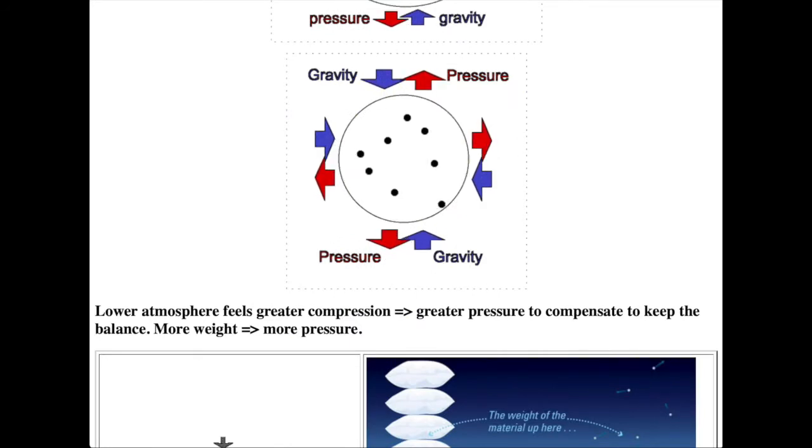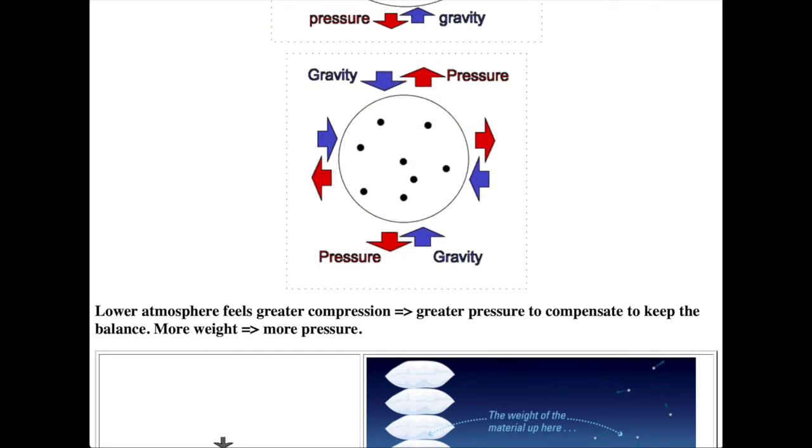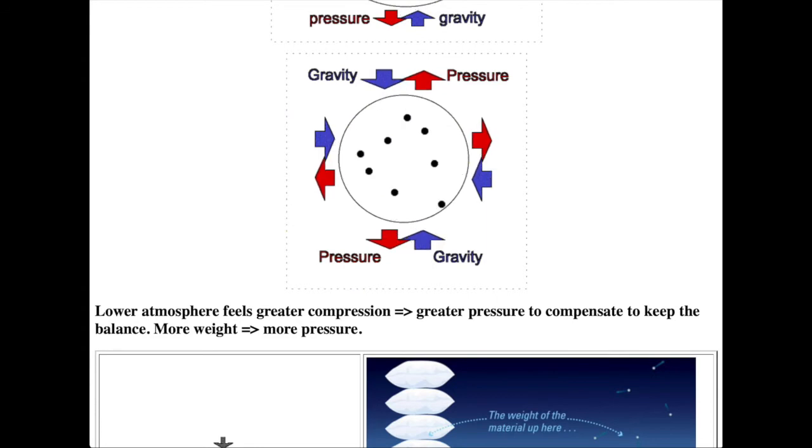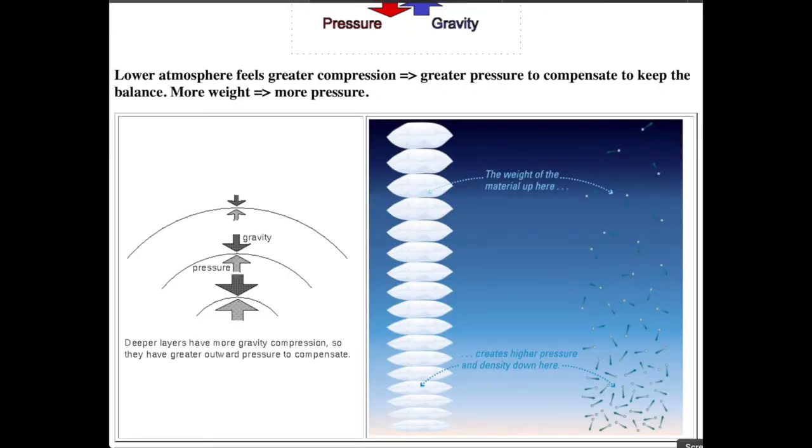The lower atmosphere nearer the surface feels a greater compression from the overlying layers, so the pressure must increase to keep the balance. More weight means more pressure and higher temperature.